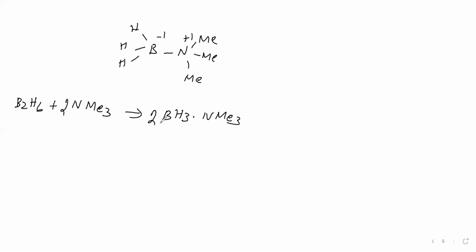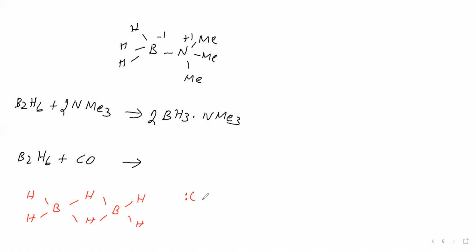Next, diborane with carbon monoxide. How the reaction will be there, that we'll see. Instead of trimethylamine, I will take carbon monoxide now. Diborane with carbon monoxide. How the reaction will be possible, that we'll see. So diborane will be taken like this, and the carbon monoxide will be taken like this.